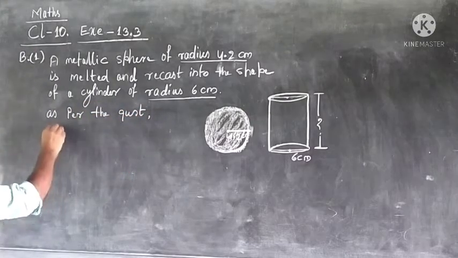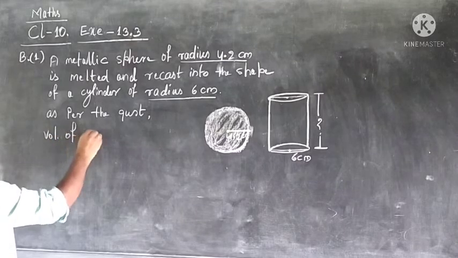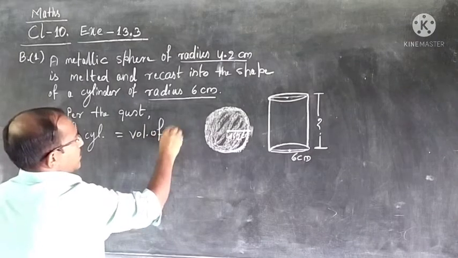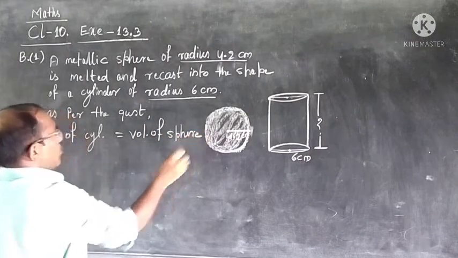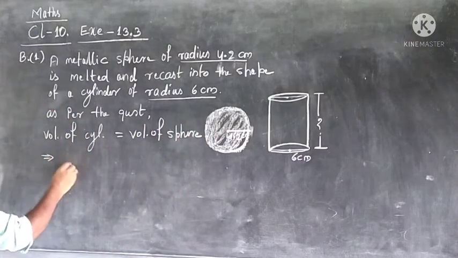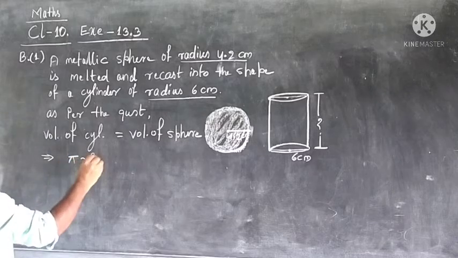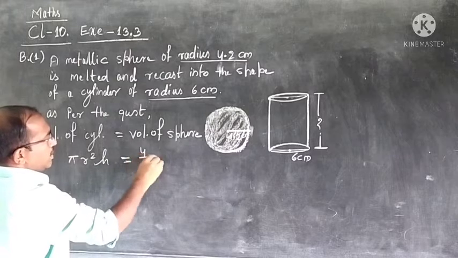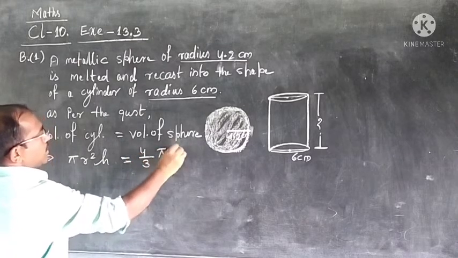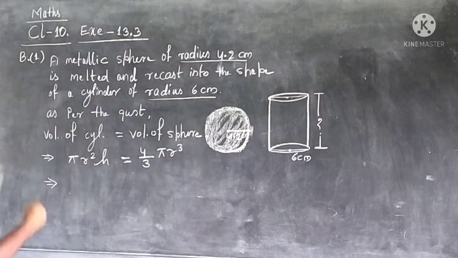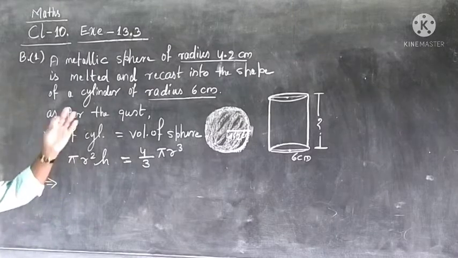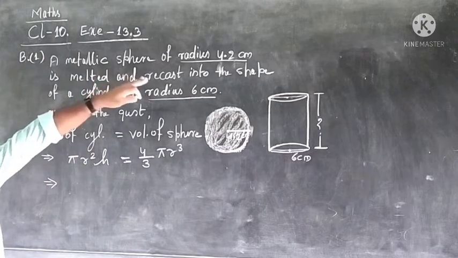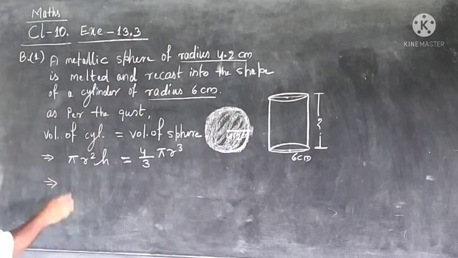We are making the cylinder. So, volume of cylinder will be equal to volume of sphere, and we know all those formulas. Volume of cylinder is pi r square h and volume of sphere is 4/3 pi r cube. So, we should be careful when we use the radius and height of a particular solid. That is why I want to tell you.